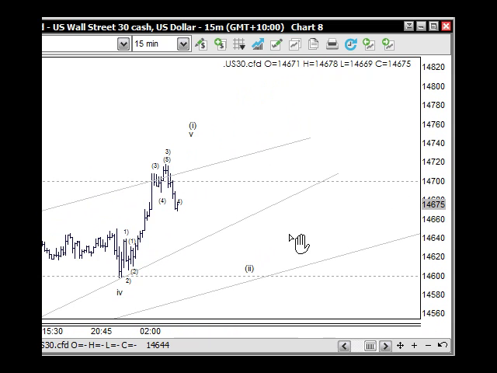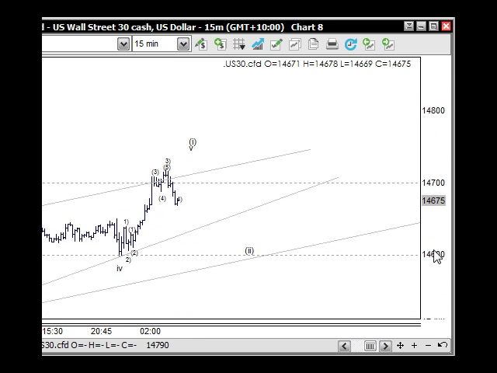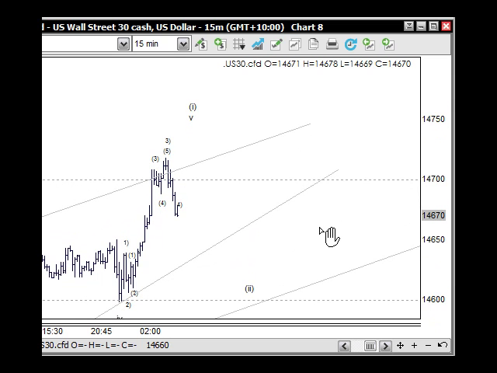But once that's done, then we'll see this push up to the 14.8, and that's a profit-taking number. But you know that the next major level up here is 15,000. So that's where this impulse wave can take us. One step at a time, though.